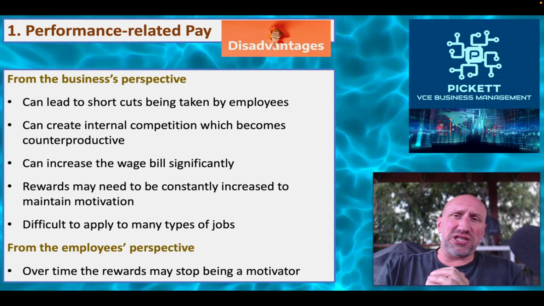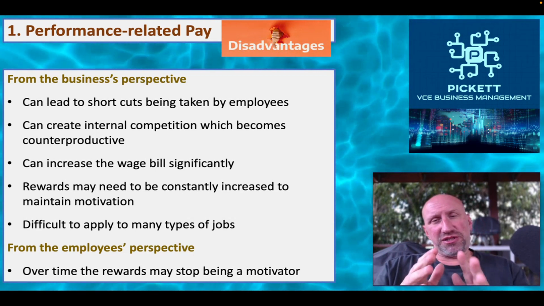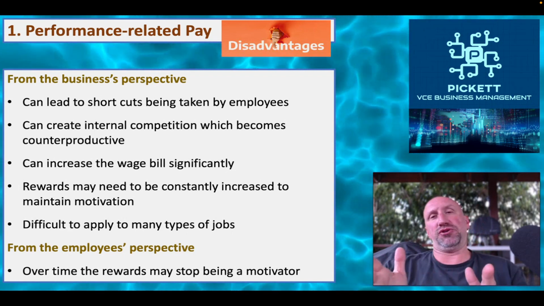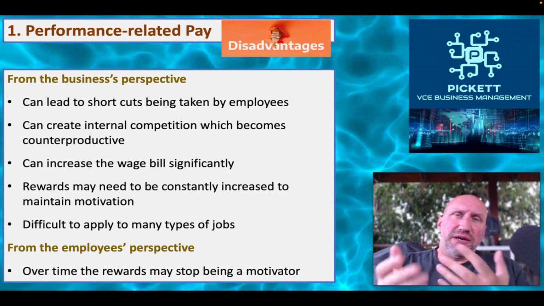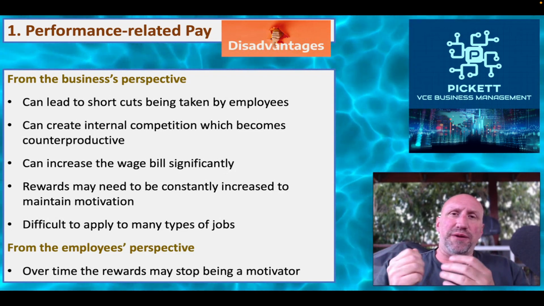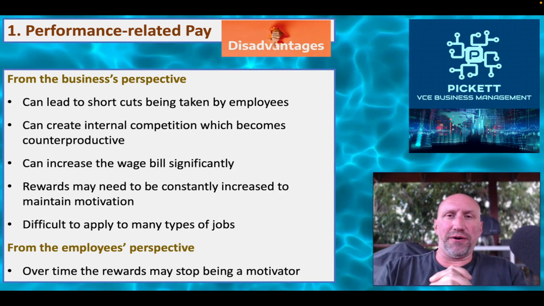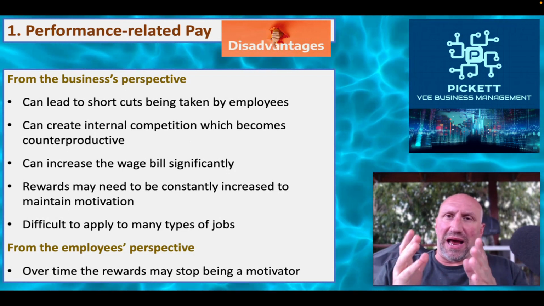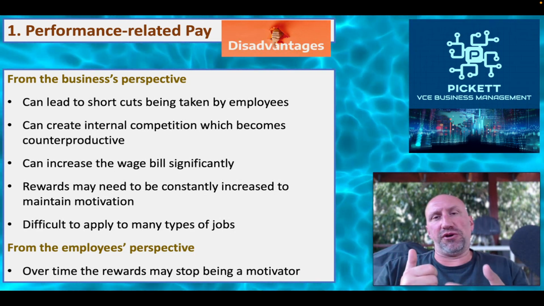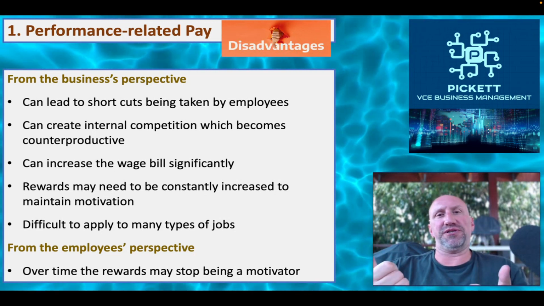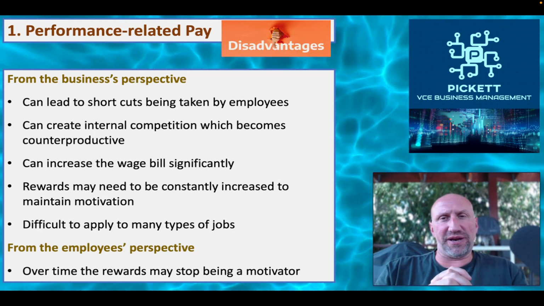And finally, it's actually really difficult to apply to a lot of jobs. It's hard to apply PRP to many types of jobs. Teaching would be one of them. Theoretically, if you wanted to say, look, we're going to pay teachers based on their performance, in other words, how good a teacher they are, think about it. How would you actually set that scheme up? On what basis are you going to judge a teacher's performance? Very, very difficult to do. We might actually talk about that in class a little bit to explain that further.